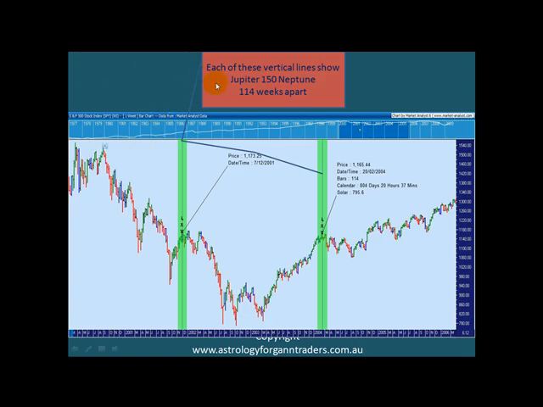So let's look at this one. This is Jupiter 150 Neptune, so these are going to be long-term cycles. That's 114 weeks apart. Okay, now that can be divided up too as well. You get harmonics of these cycles, but I'm just showing you how you can plot these on your chart.